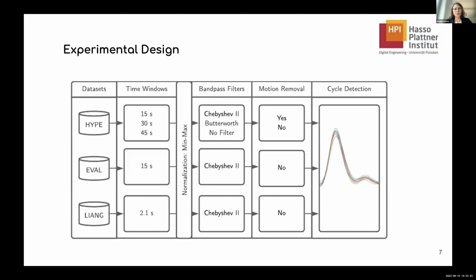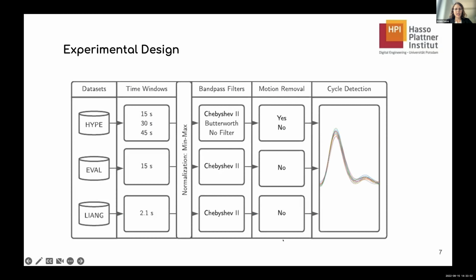Here, it's also an overview of the experiment. So first we had the different data sets, then we had different time windows because we had to segment our PPG data. We selected a few filters to use on that data, and we decided if we wanted to remove motion or not. And then we use an algorithm to detect the different cycles of the PPG signal.